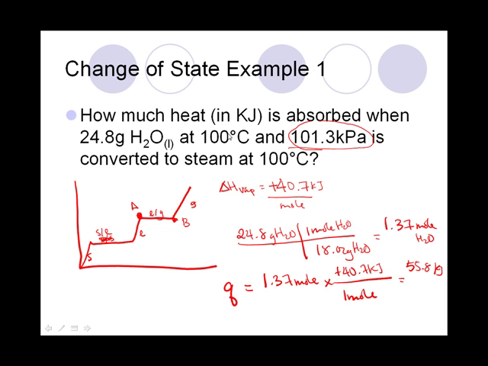So this number times 1.37 mole is going to get you kilojoules. So this is my answer here. And so in order to evaporate off 24.8 grams of water at 100 degrees Celsius, you need to add 55.8 kilojoules to make that happen.